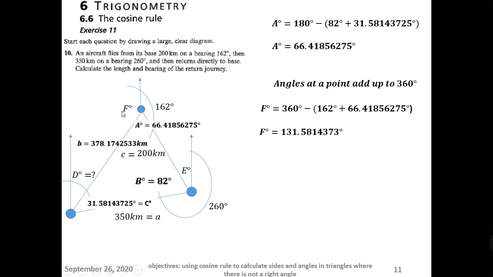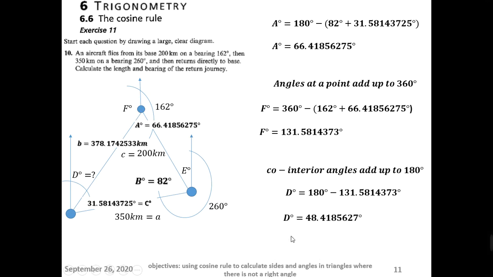F and D are co-interior angles because this is the north and this is the north. The norths are parallel. So, as you can see here, the U or the C angle, that's what we look for. So F and D are co-interior angles and they add up to 180. So to find D, we're going to subtract angle F from the 180, and if you do so, angle D is going to come down to 48.4 degrees. But how do we write the bearing?